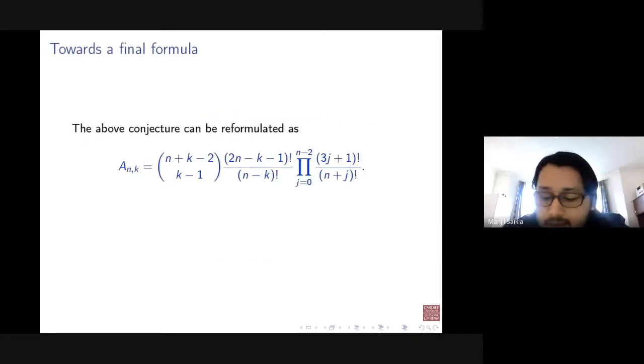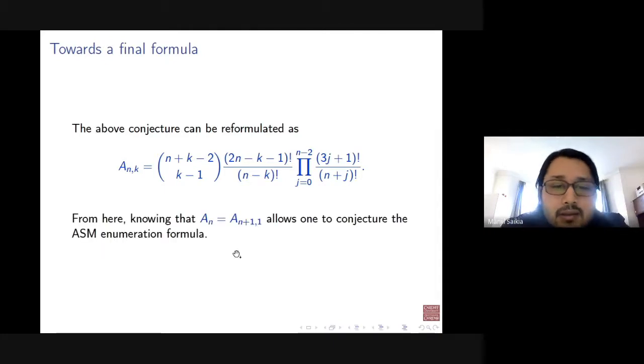So the conjecture that I showed you in the last slide can be reformulated in terms of these binomial coefficients, and then you have this product. If you remember from the first slide, I mean, it's difficult, but if you remember, you'll see that this is just the number of n-1 order alternating sign matrices. So the formula was just this product, but instead of n-2, we had n-1.